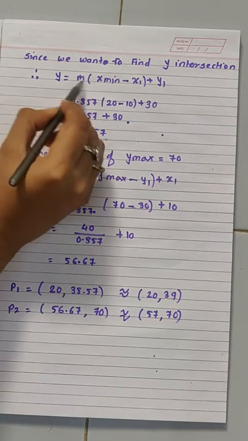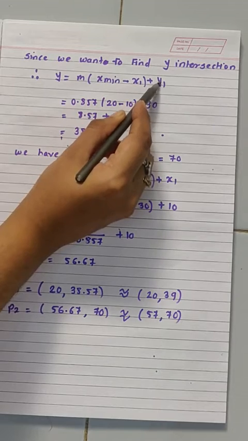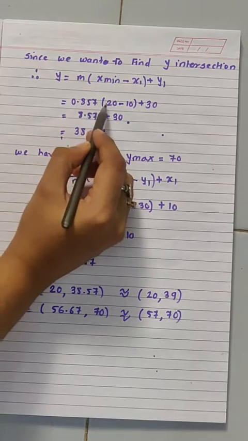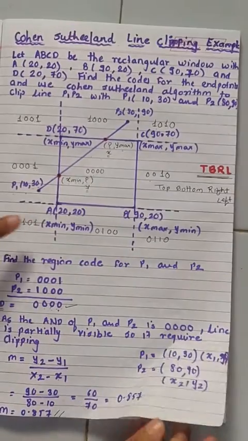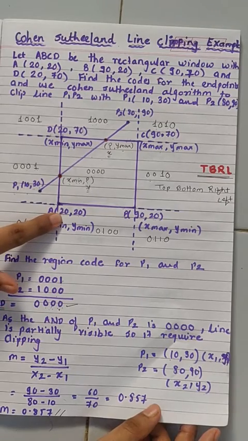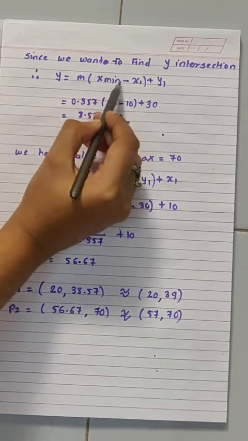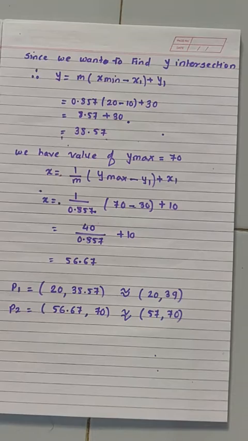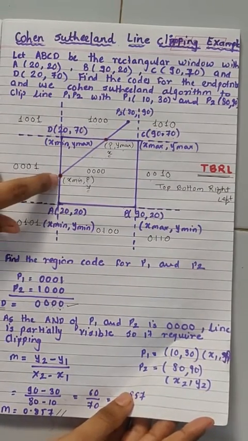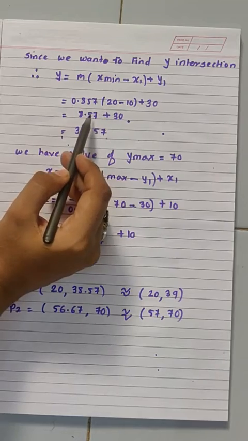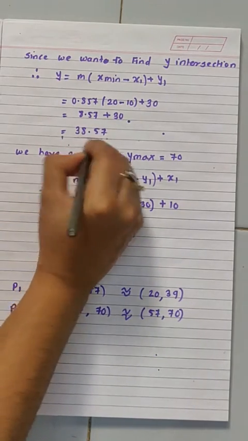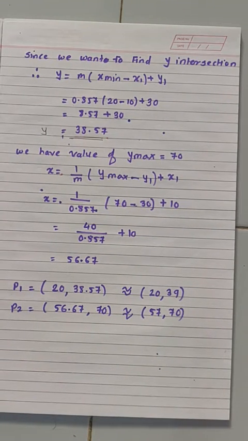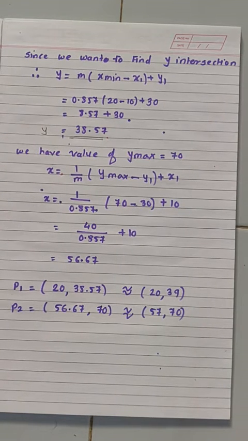Now y is equal to m into x min minus x1 plus y1. I have put the value of m as 0.857, and the value of x min, which we can observe from here is 20. The value of x1 is 10, plus the value of y1 is 30. So all the values of the points are put into the equation, and I got the value of y intersection as 38.57, the approximate value of y for the y intersection.